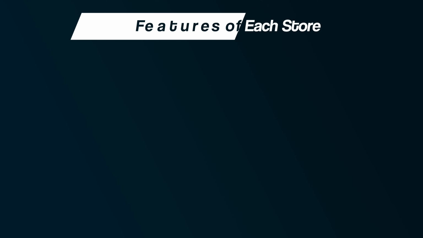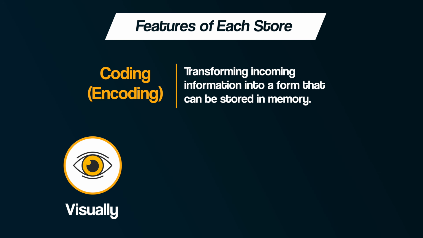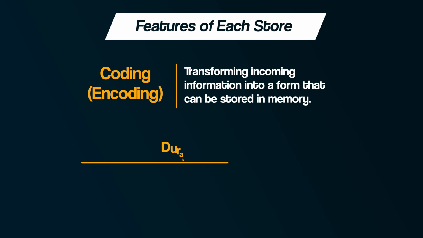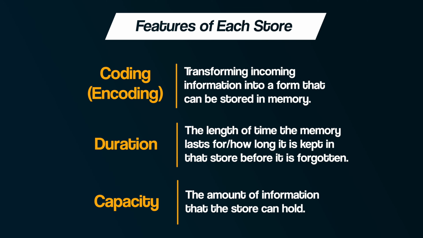Let's now consider the specific features of the different stores, starting with the sensory register. For this, you need to understand the following terms. Coding, or you might see the word encoding. Encoding refers to transforming incoming information into a form that can be stored in memory. Encoding can be done visually, as an image, acoustically as a sound, and semantically its meaning. Duration, well, this is the length of time the memory lasts for, or how long it is kept in the store before it's forgotten. Capacity, this is the amount of information that the store can hold.